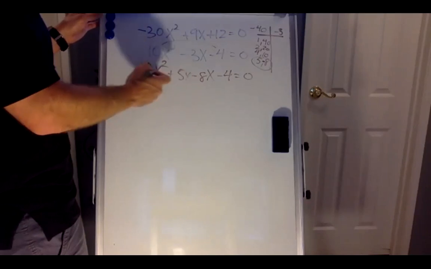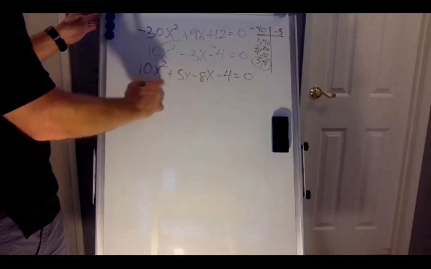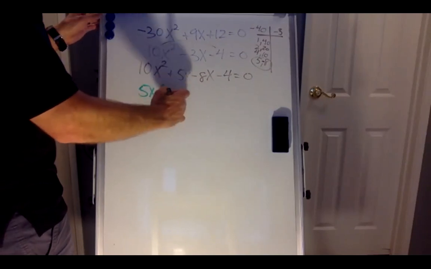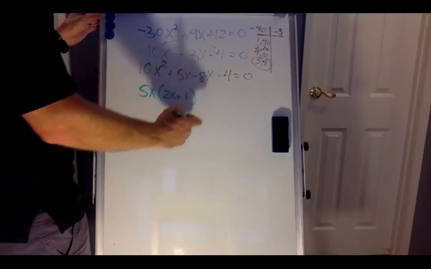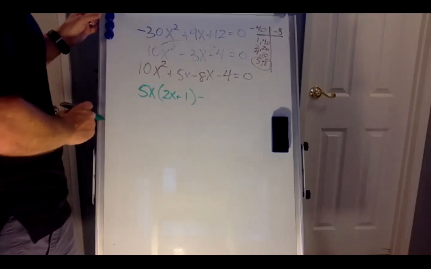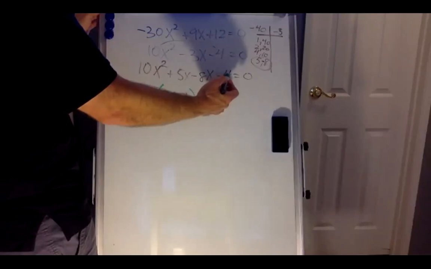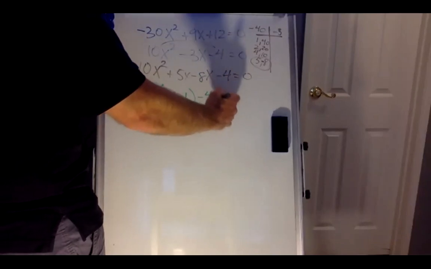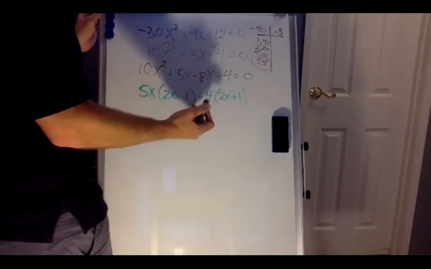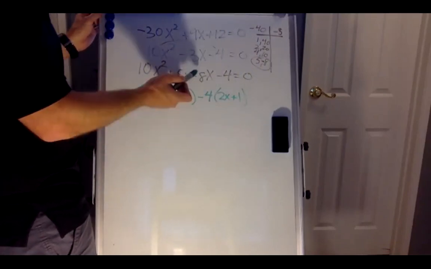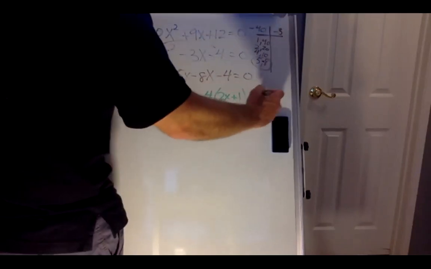Now, same thing. Factor out what is in common. 5 and x will go into both of these. 5x times 2x gives me 10x squared. 5x times 1 is 5x. Use that minus sign. If it's plus, use the plus. Now, I look for what's in common here. It's a 4. What I do is I copy my 2x plus 1 and I check to see that it is 2x plus 1. Check it. -4 times 2x is -8x. -4 times 1 is -4. So it checks out, equals 0.